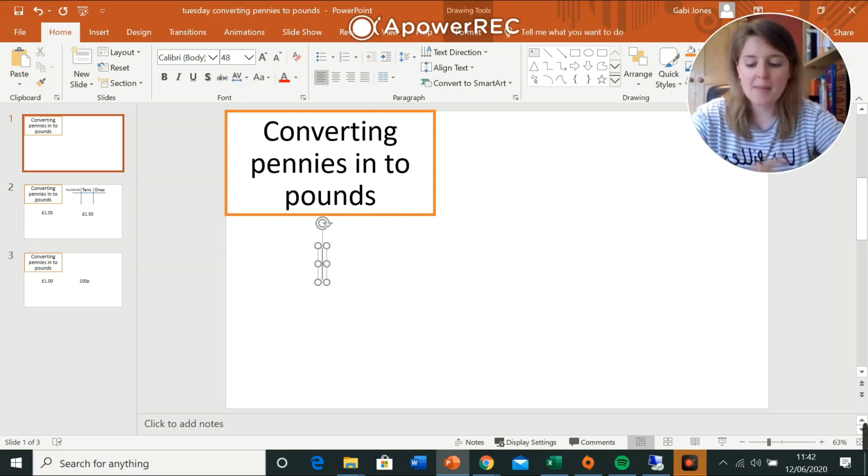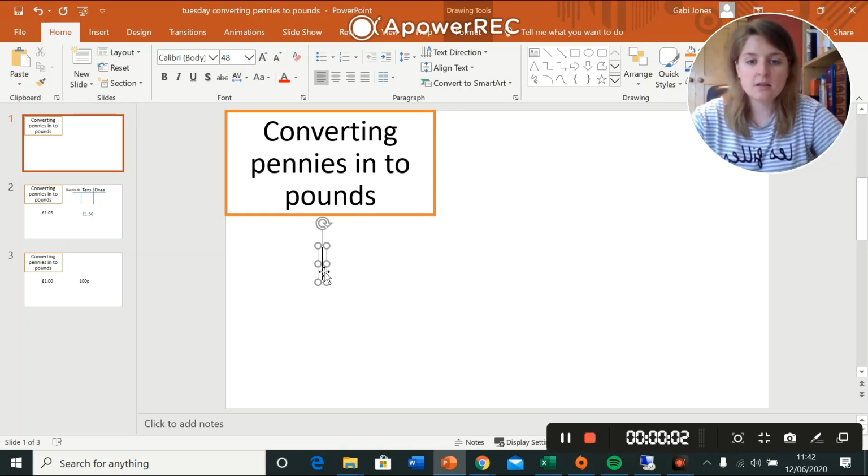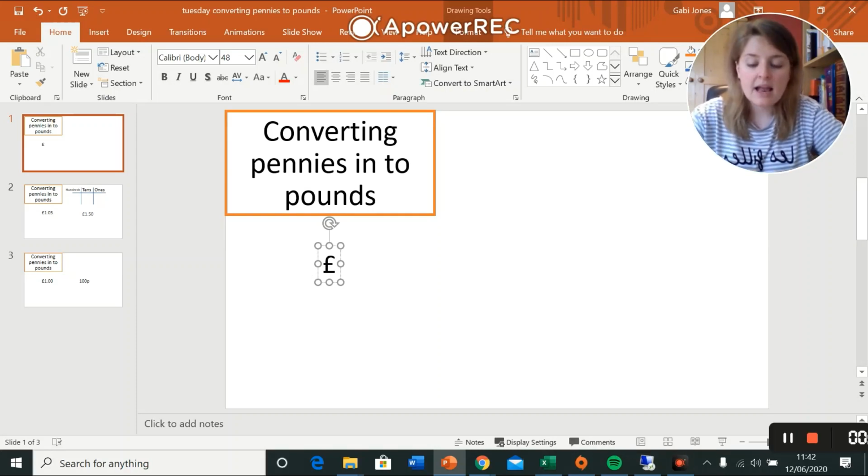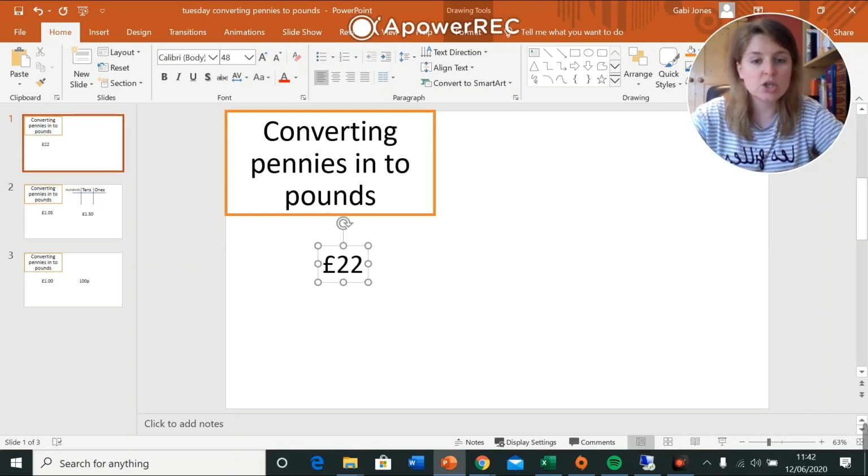£22 and 2 pence. Okay. I do my pound sign, and it's £22. So 22, that's how many pounds I've got. I then put my point in. I haven't got any tens, and I have got 2 pence.